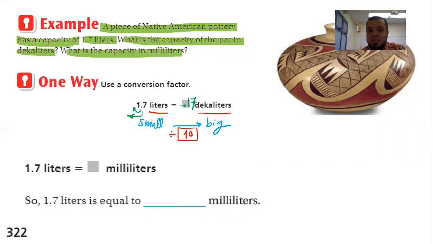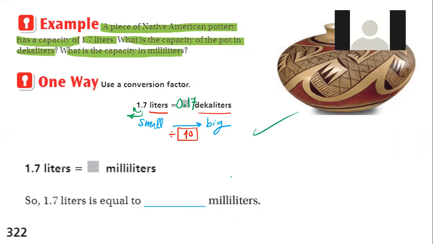Yeah, 17. So how many holes here? No holes. When the decimal point comes before this one, there is no hole. So 0.17. Do you understand, guys? Yes. Thank you, Ahmed, for this solution.